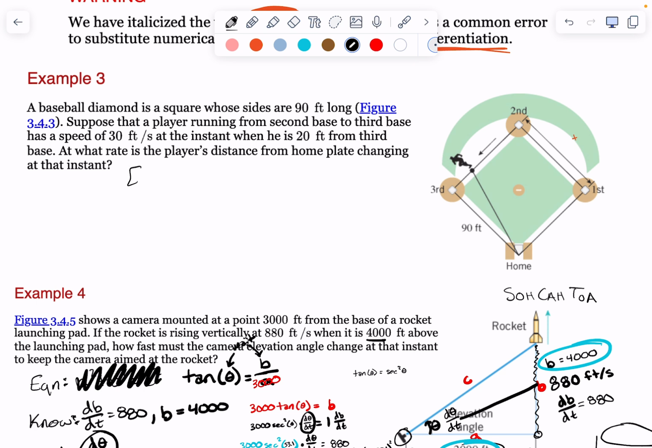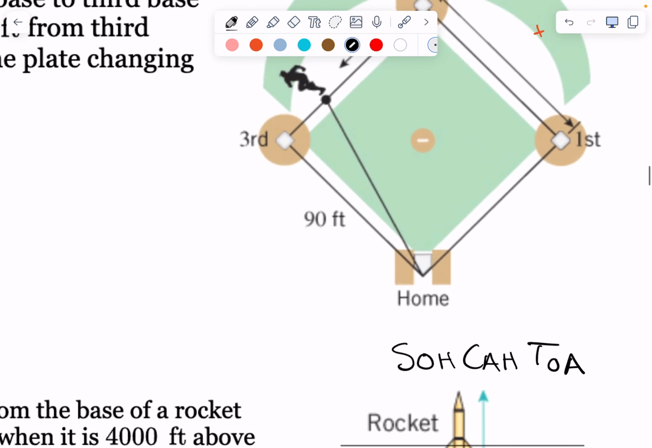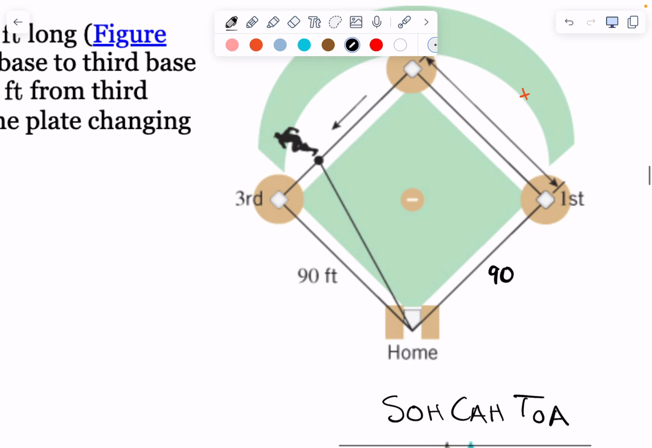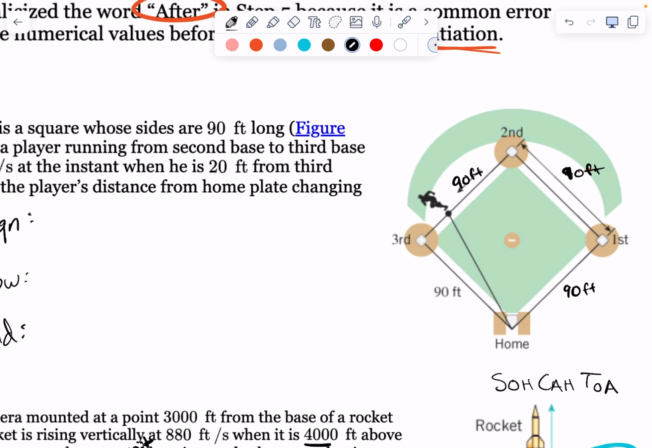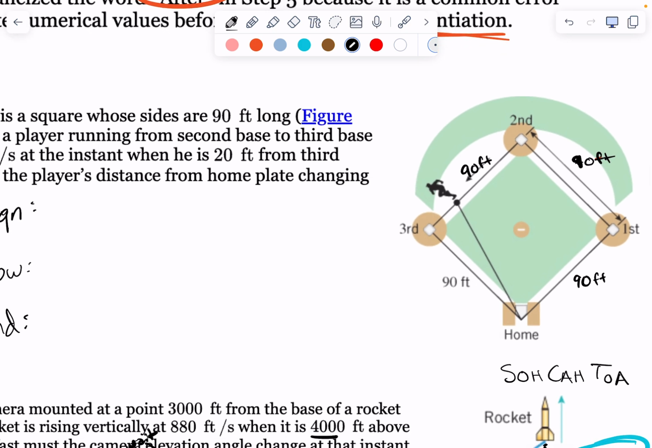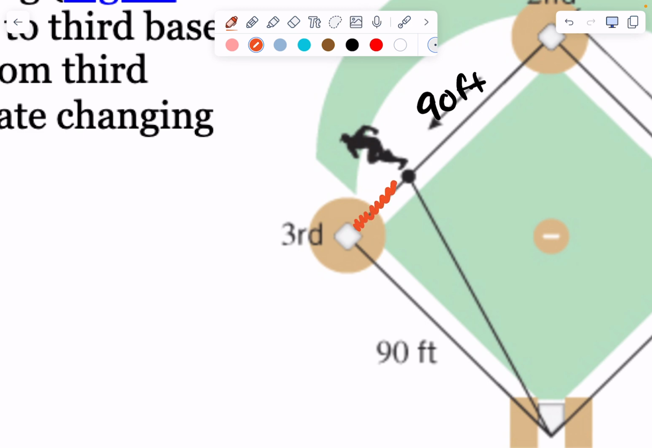Okay. Equation. Probably one of the most difficult. What do we know? What are we trying to find? Okay. Example 3. We have a baseball diamond, and each side of the baseball diamond is 90 feet, the distance between each base. 90 feet, 90 feet, 90 feet. And then they have a person running from second base to third base. We do not know how far they are.